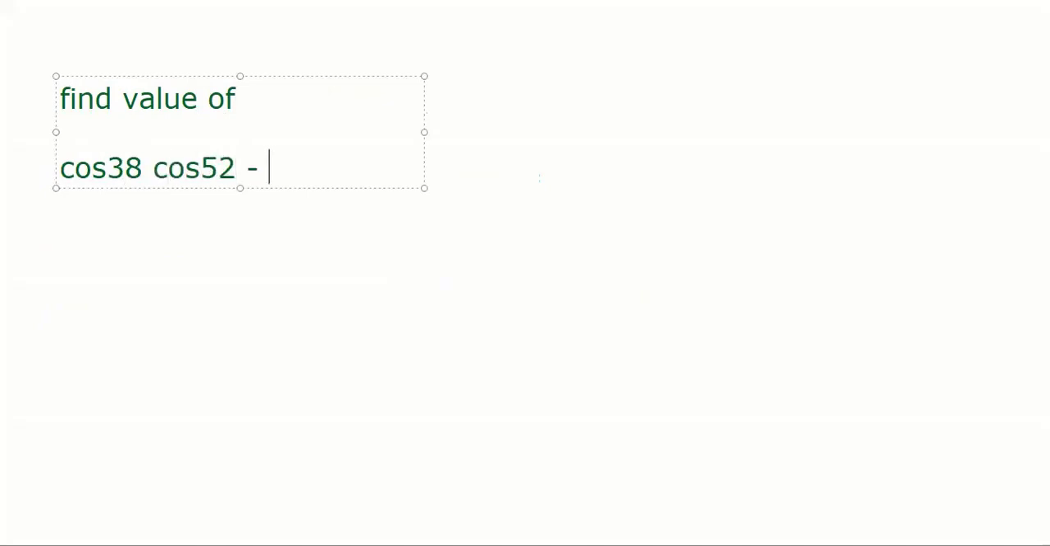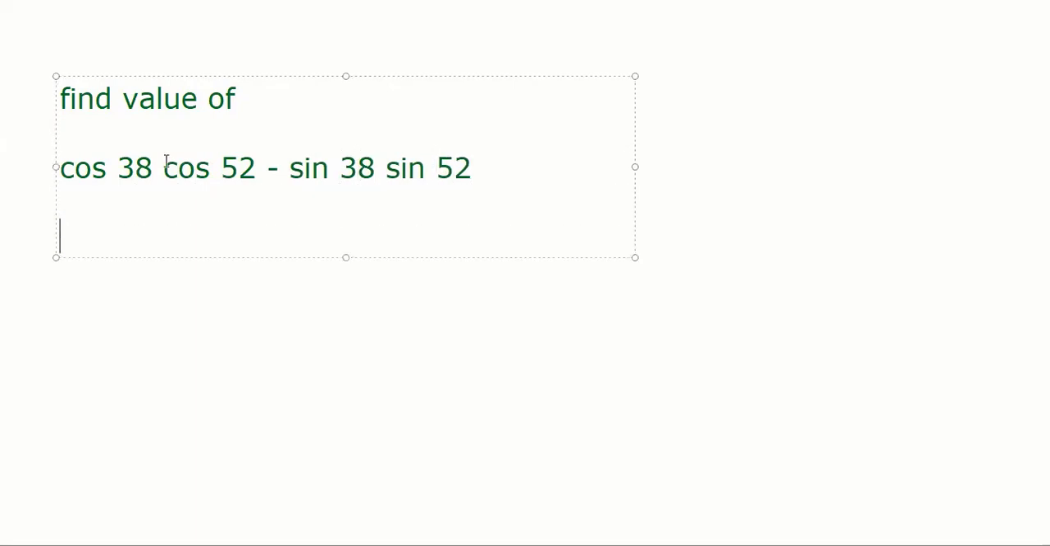Let's solve one question. Find the value of cos 38 cos 52 minus sin 38 sin 52. Tell me guys, what will the final value of this be? We have to simplify this.